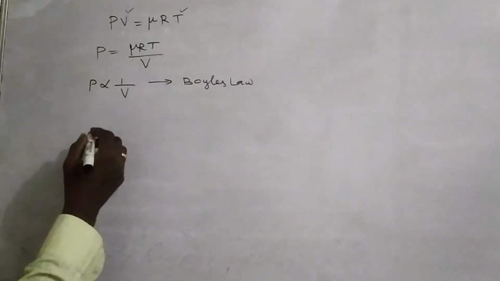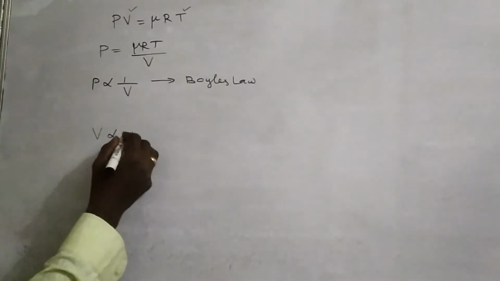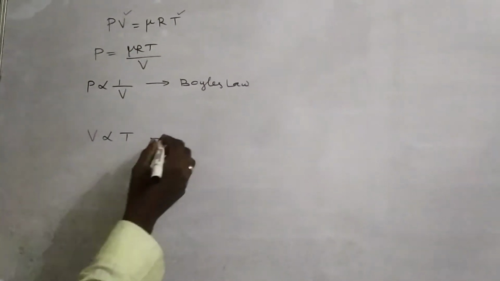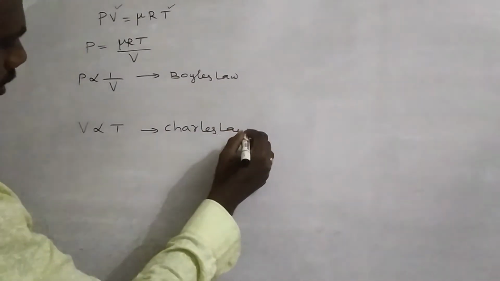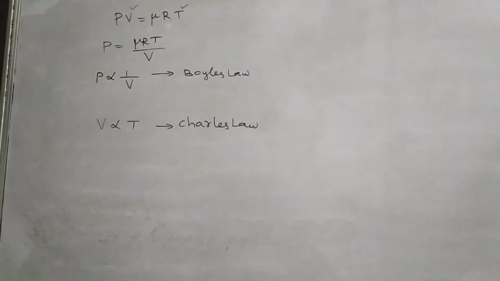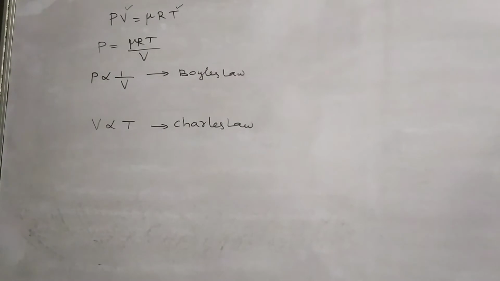Then PV is equal to nRT. Volume and temperature are directly proportional, represented as Charles's law. So in Charles's law, volume and temperature are directly proportional.